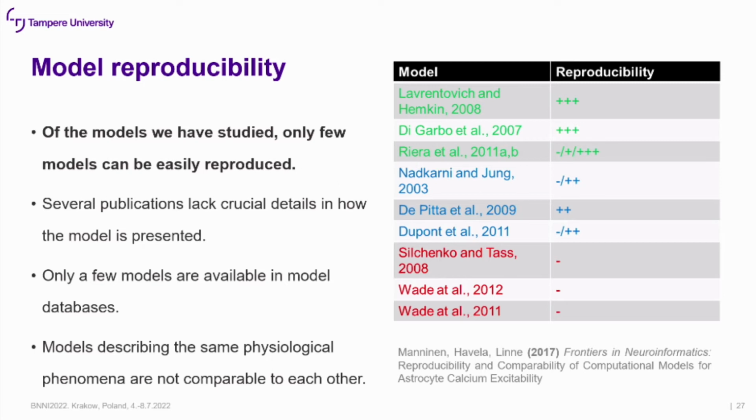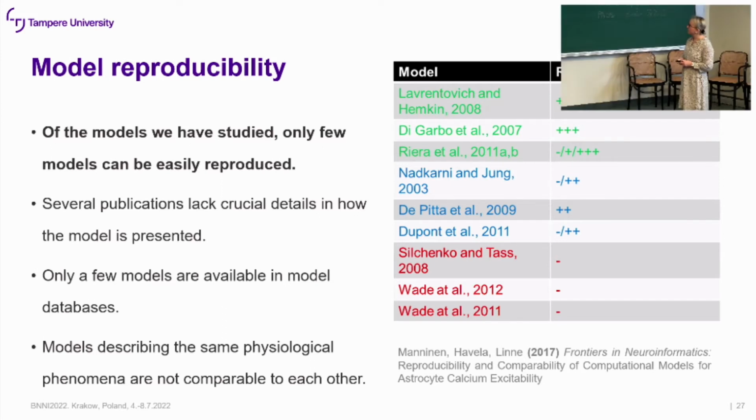And what is a bit alarming to me is that the same physiological phenomena, like I said, is explained with the very same models. And to me, it is interesting that it's not compared to the other models that describe the same physiological phenomena. So I'm a bit critical with the existing astrocyte models, and I want to inform you about it. You can look at more from our paper in Frontiers in Neuroinformatics.